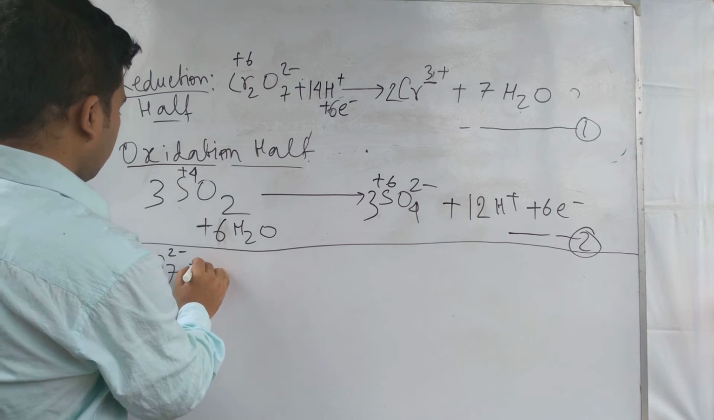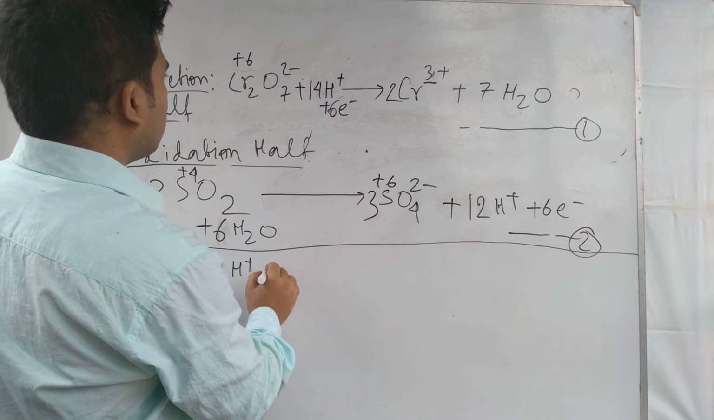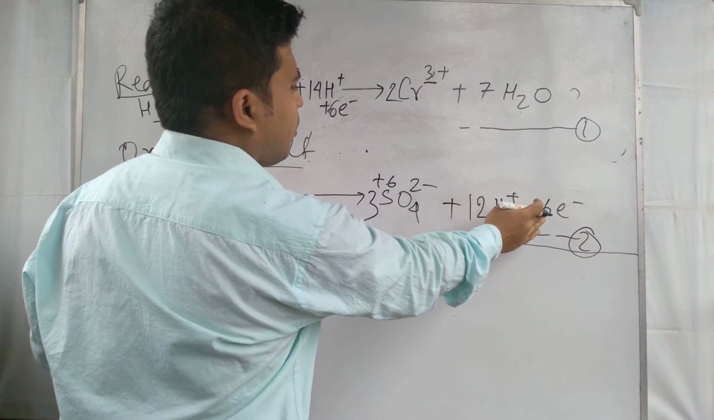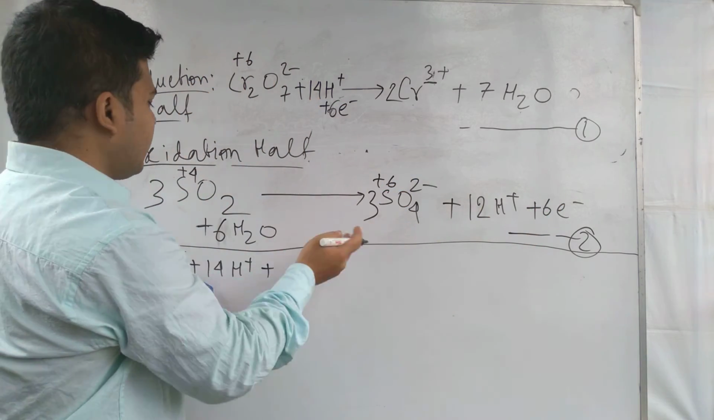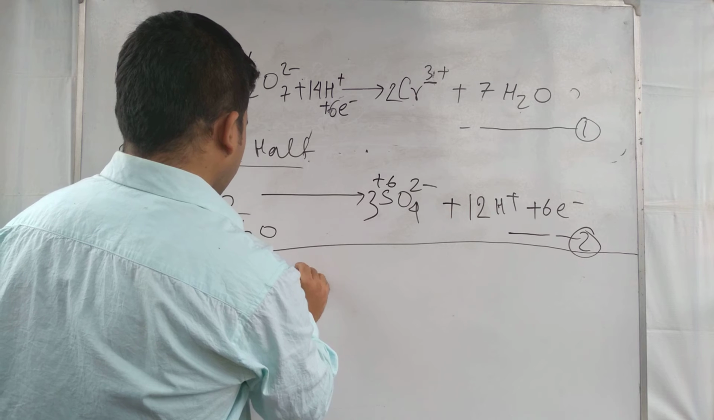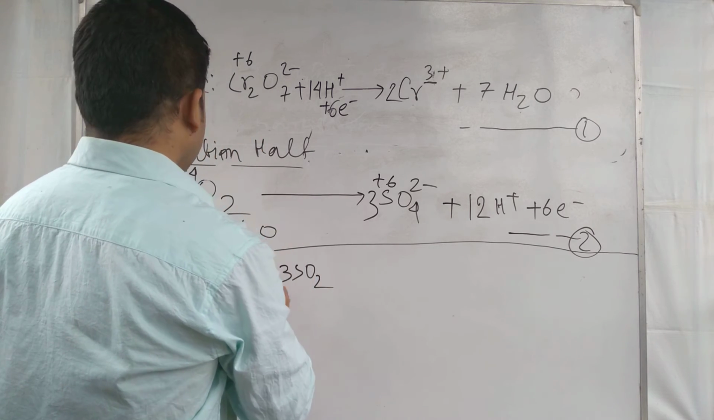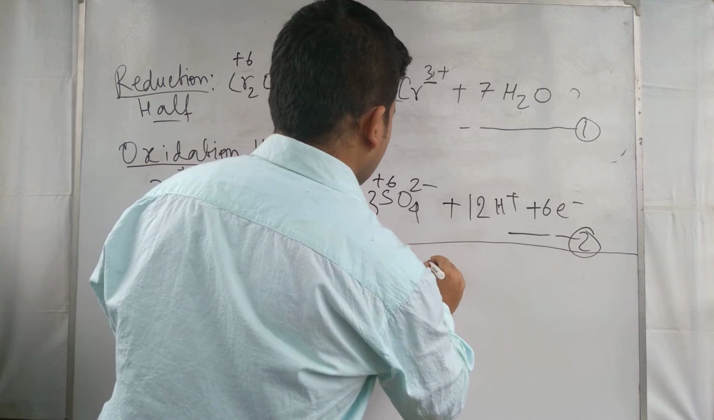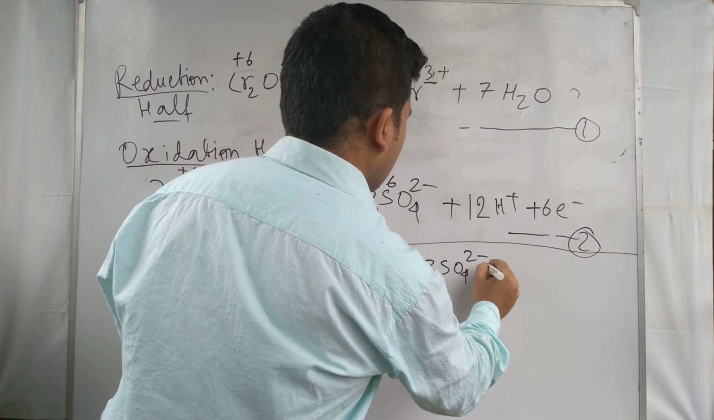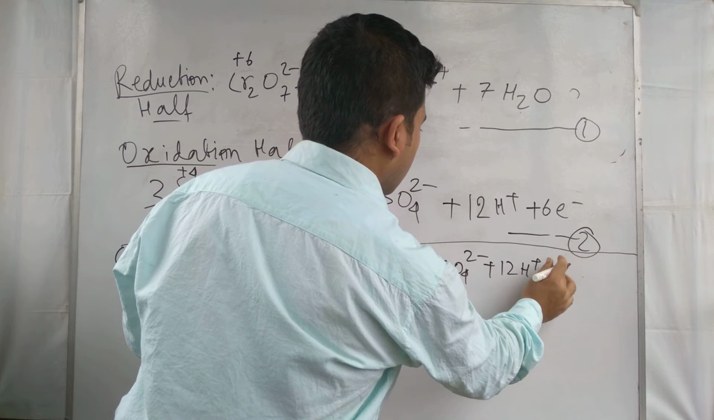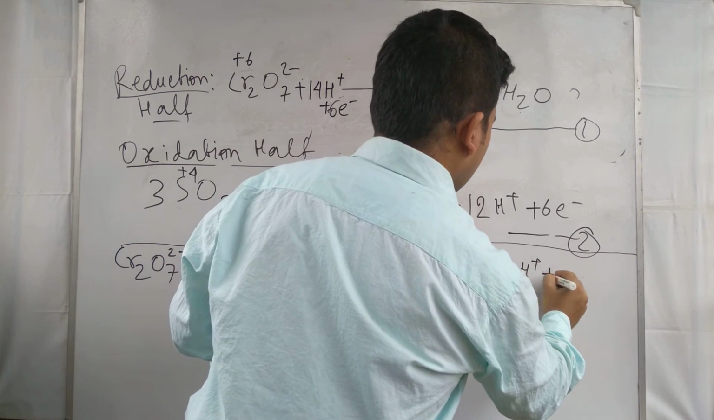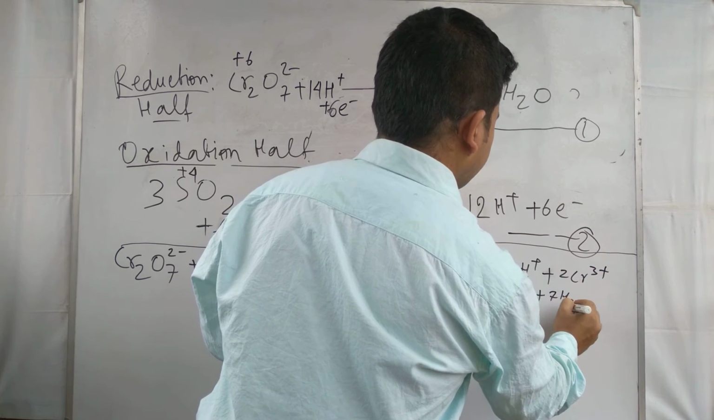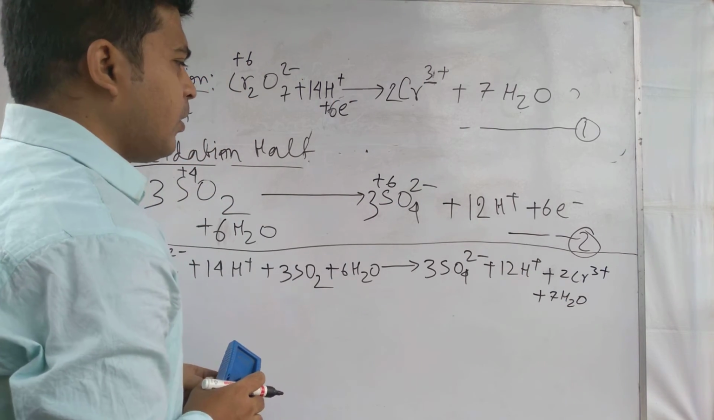Cr2O7 2 minus plus 14H plus, and plus, we are not writing the electron number because this electron is present in the left side and this electron is present at the right side of the equation, so they automatically get cancelled. Then we do not need to write the electrons here. 3SO2 and 6H2O is changed into 3SO4 2 minus plus 12H plus plus 2Cr3 plus and plus 7H2O.